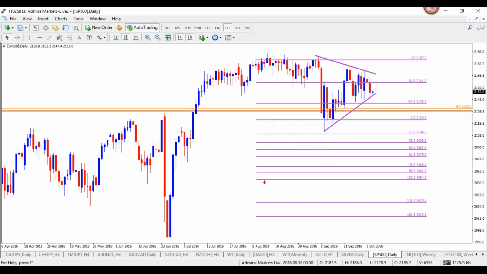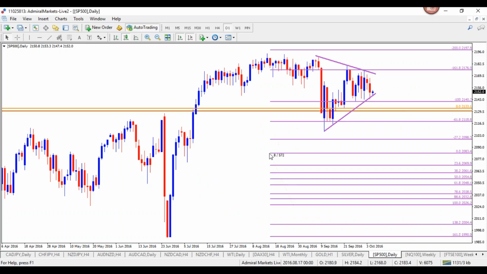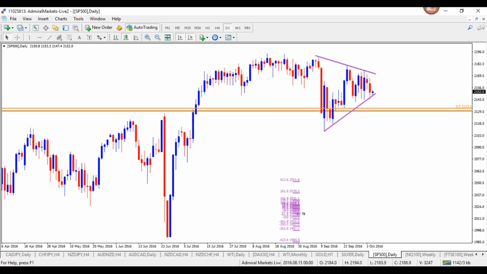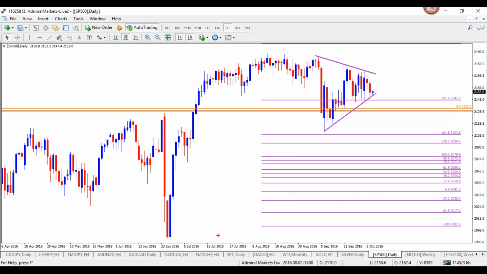If you're in a zigzag, it's the 100 level. If you're in a flat, actually it's the other way around. If you have an upside and you get a correction like this, a flat, the invalidation level is the 138.2 fib, not the 100. It can actually break the top and still be a correction.